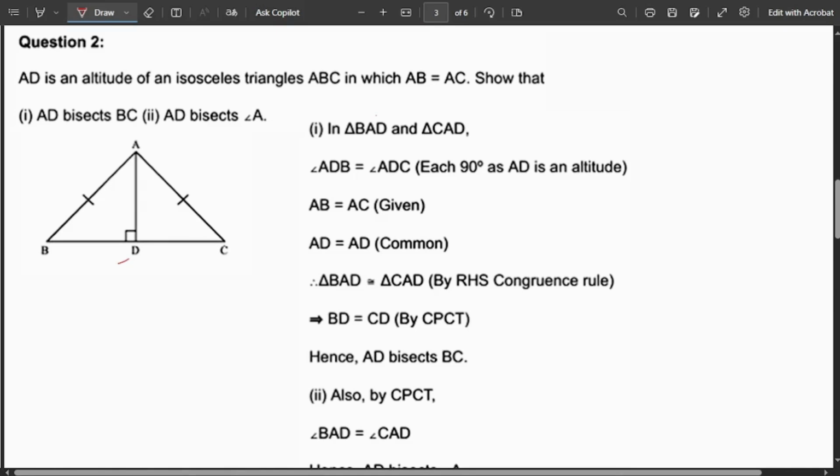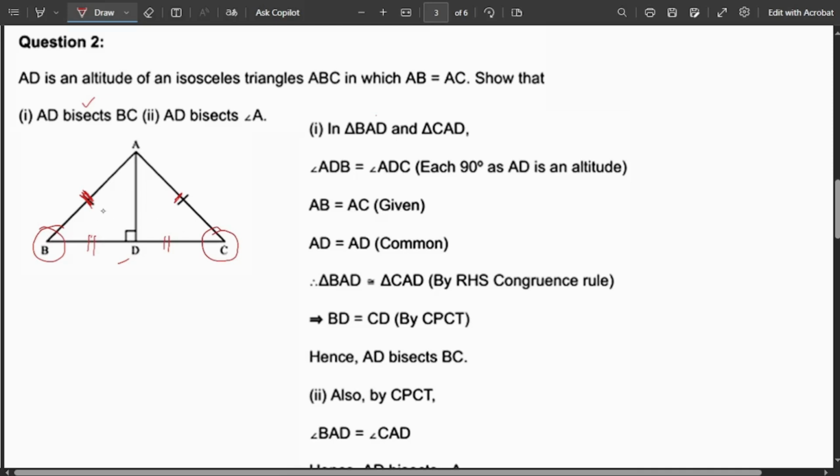Now come to question number 2. It is actually quite a simple one. Here we are given that AD is an altitude of an isosceles triangle ABC. That means AB equals AC, and the angles facing them, angle B equals angle C. Now we have to prove that AD bisects BC, that means BD equals DC.